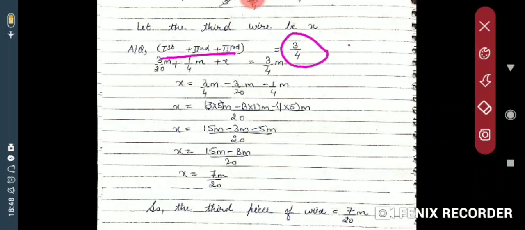When you add all these three wires, you will get the length of the total wire. So in this question, the length of the total wire is given. First wire and second wire are given. That means the pieces into which the wire is cut. So first piece, second piece are given. What you have to find? The third piece. So how can you find the third piece? If you subtract these two pieces from the total, then you can find out the length of the third wire.